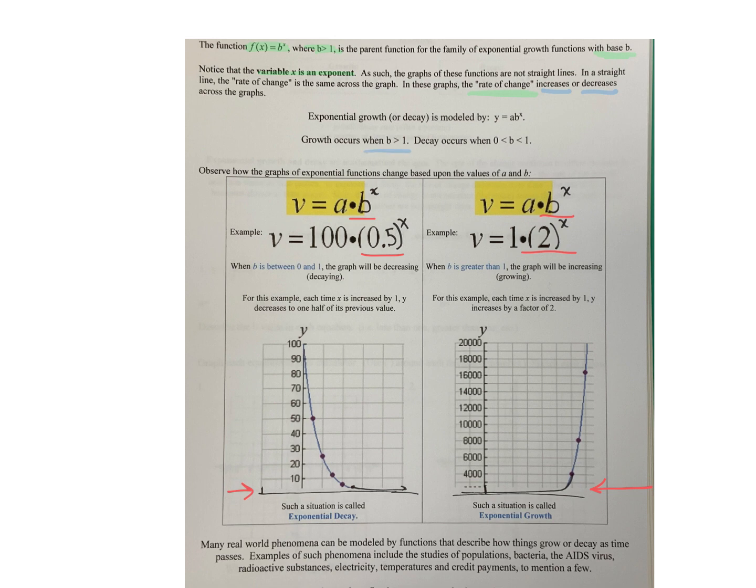So if my b is greater than 1, it's growth, so bigger than 1, I'm growing. If b is between 0 and 1, I am decaying. So if we look right here, this right here is my b. That b is between 0 and 1, so this graph is a decay graph. So it's getting smaller as time, or whatever the x variable is, goes on. However, in the next example, that 2 is bigger than 1, which makes this a growth graph, which means as time goes on, I should be getting bigger and bigger.